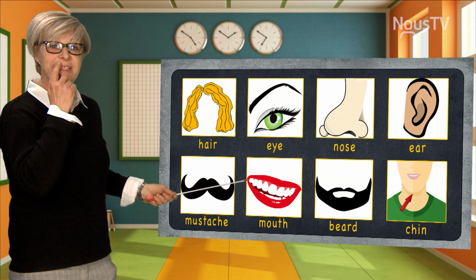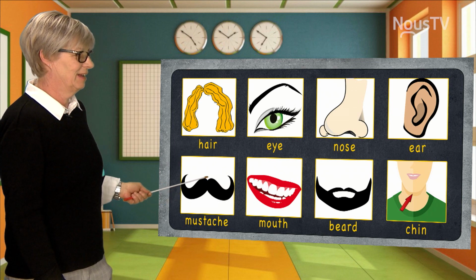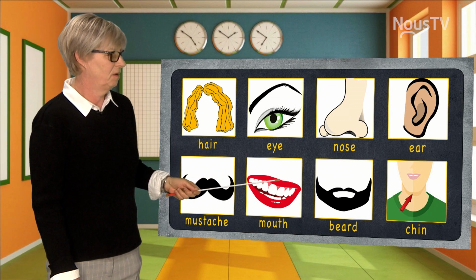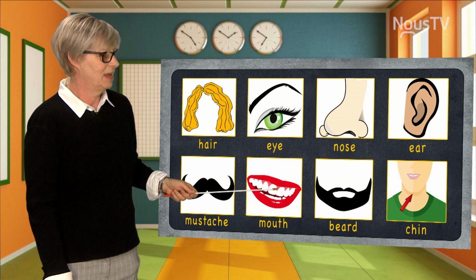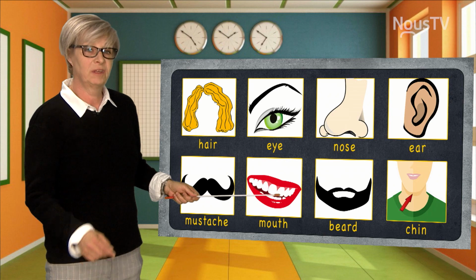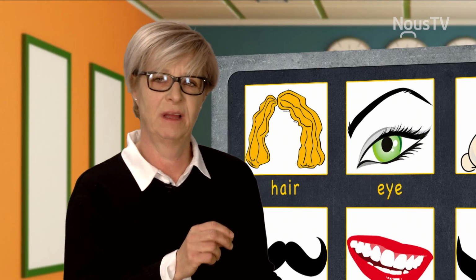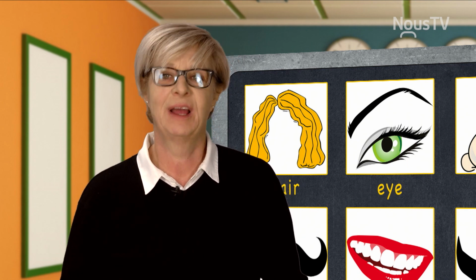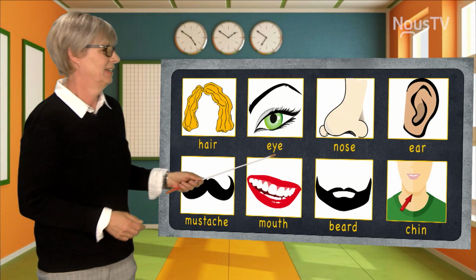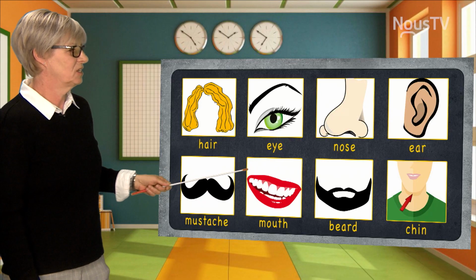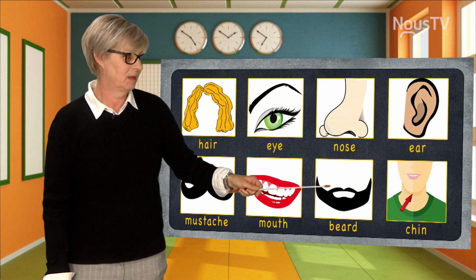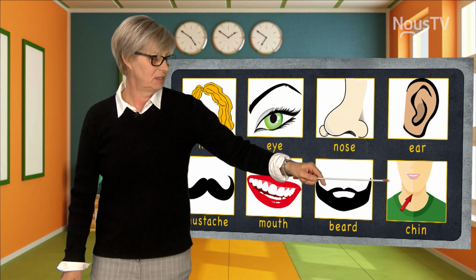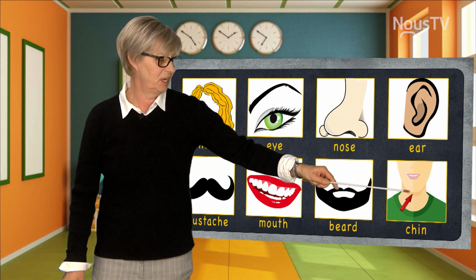Now, I don't have one, but this is a mustache. Your mouth. Around your mouth, you have lips and teeth. Now the teeth, same thing like feet. If there's one, you say tooth. If there's more than one, you say teeth. So you've got the mustache, the mouth, a beard. And this is your chin. Right here is your chin.